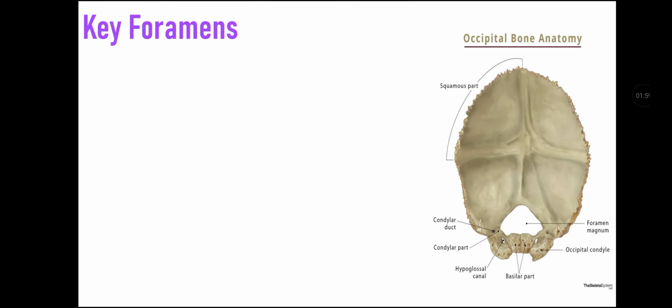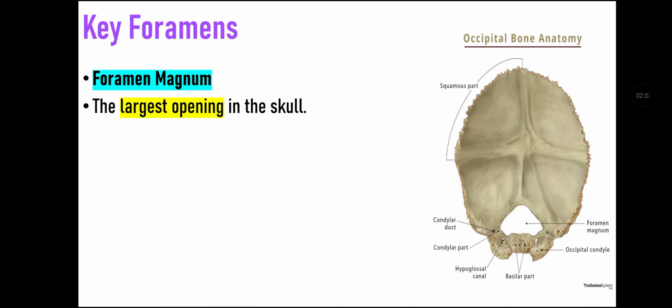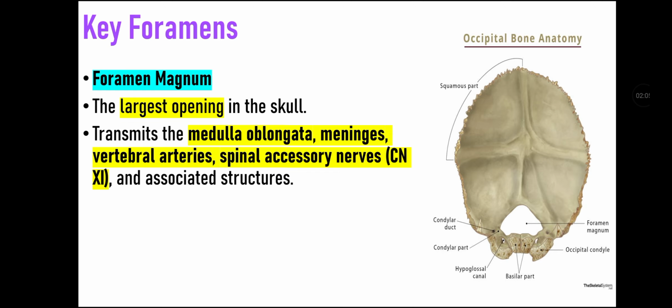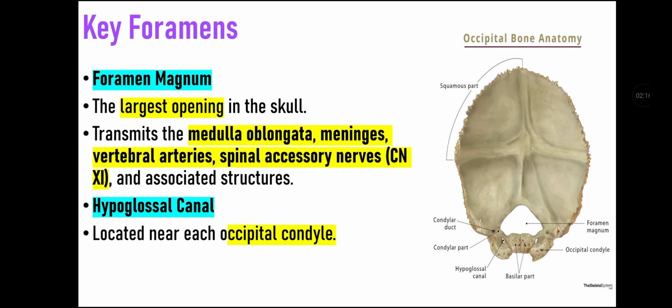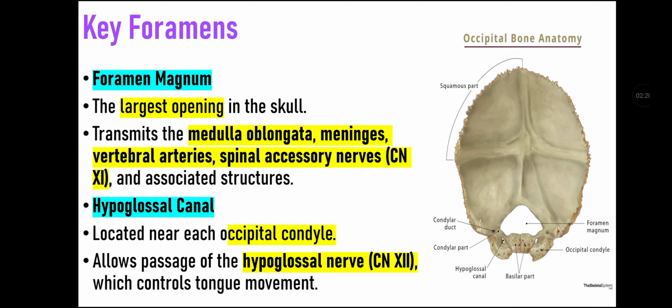Now let's talk about the key foramina that are present in the occipital bone. First is the foramen magnum, which is the largest opening in the skull. It transmits the medulla oblongata, meninges, vertebral arteries, spinal accessory nerve, and associated structures. The next foramen is the hypoglossal canal, which is located near each occipital condyle, and it allows passage of the hypoglossal nerve, that is cranial nerve number 12, which controls the tongue movement.